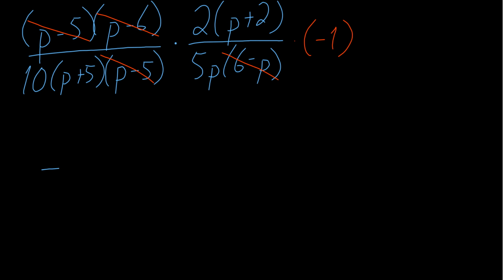Oh yeah, looks like this turns to a 1 and this turns to a 5. Okay. All right, so looks like we have p plus 2 in my numerator.